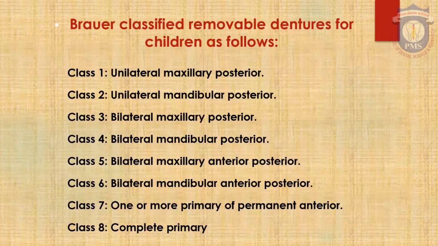Brewer has classified these removable dentures into 8 types. Class 1 includes unilateral maxillary posterior. Class 2, unilateral mandibular posterior. Class 3, bilateral maxillary posterior. Class 4, bilateral mandibular posterior. Class 5, bilateral maxillary anterior posterior. Class 6, bilateral mandibular anterior posterior. Class 7, one or more primary or permanent anterior. Class 8, complete primary.